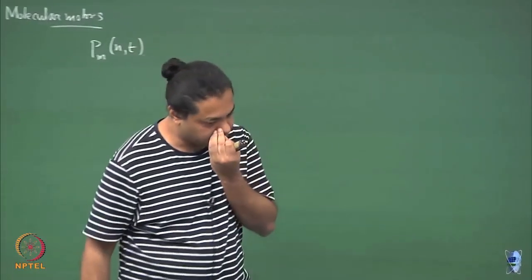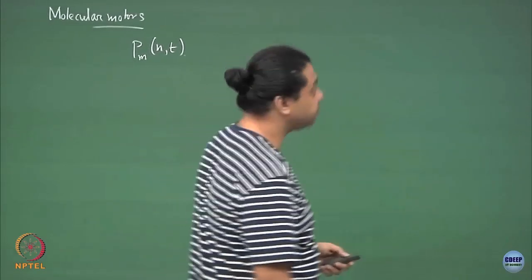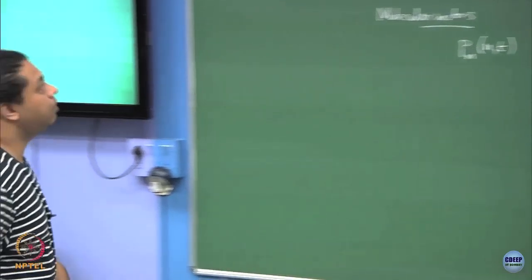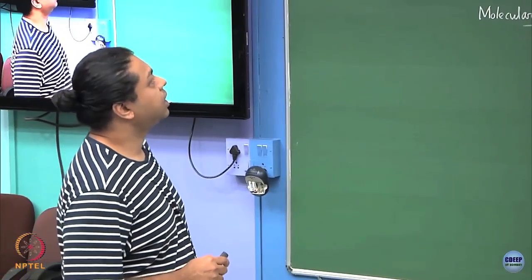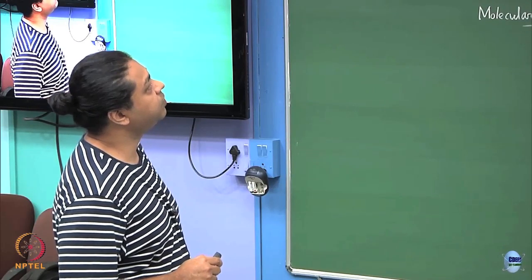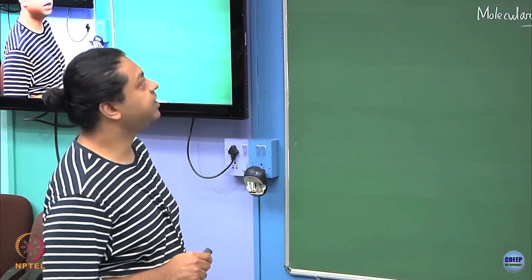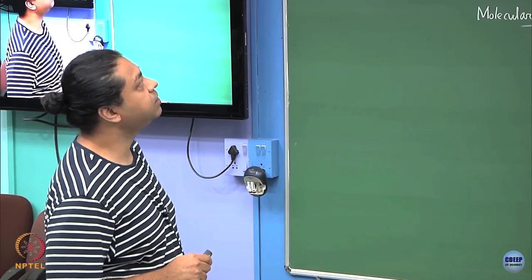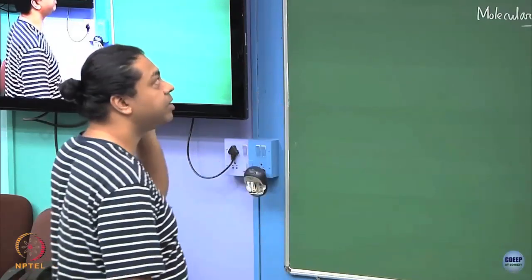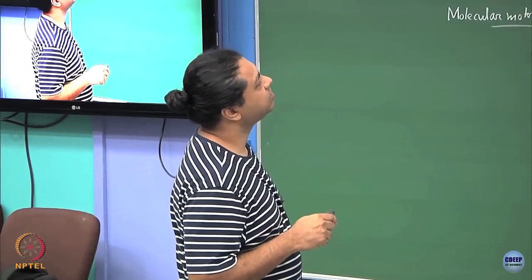By using the normalization for probability. So, I know that the motor has to be in one of these states. It must either have 0 motors bound, sorry, the cargo has to be in one of these states. It can either have 0 motors bound or 1 motor bound or 2 motor bound or whatever, but ultimately it has to be in one of these states. So, the sum of Pn, n equal to 0 to n, must be equal to 1, right. So, that is my normalization. So, if I do that, then that gives me the solution for P0 basically.